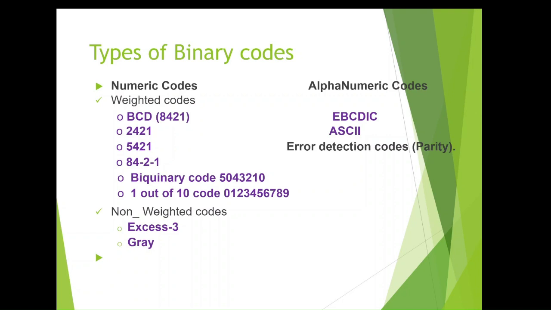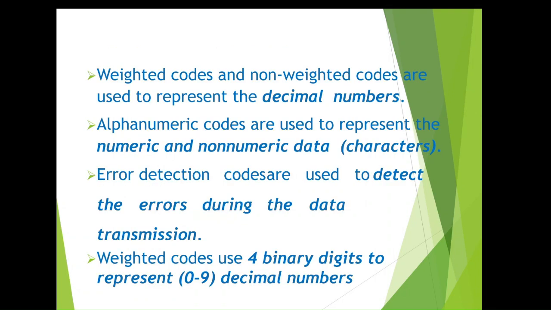Examples for alphanumeric codes are EBCDIC and ASCII code. For error reduction codes, we can have parity code as the example. Weighted codes and non-weighted codes are used to represent decimal numbers, meaning only numeric data, whereas alphanumeric codes are used to represent numeric as well as non-numeric data. Non-numeric data examples are your alphabets and non-printable characters also.